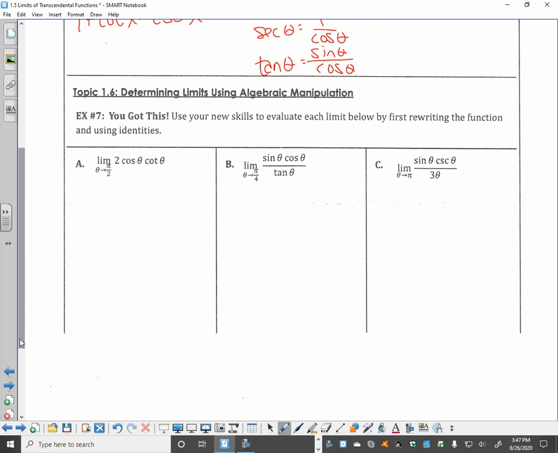Determining limits using algebraic manipulation. All right, use your new skills. They are not new skills. They are old skills, near and dear to your heart, to evaluate each limit by first rewriting the function and using identities. Okay, so just look at what you're taking the limit of. 2 times cosine times cotangent. Before you go get all fancy, try to just plug in. So 2 times cosine of pi over 2 times cotangent of pi over 2.